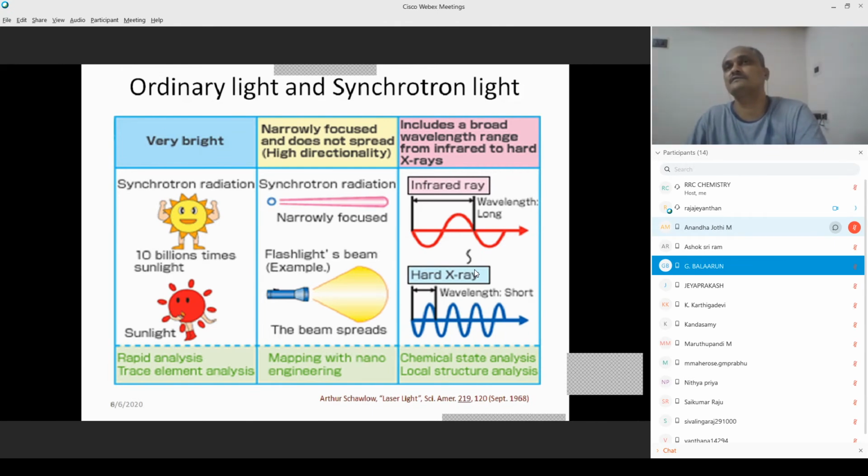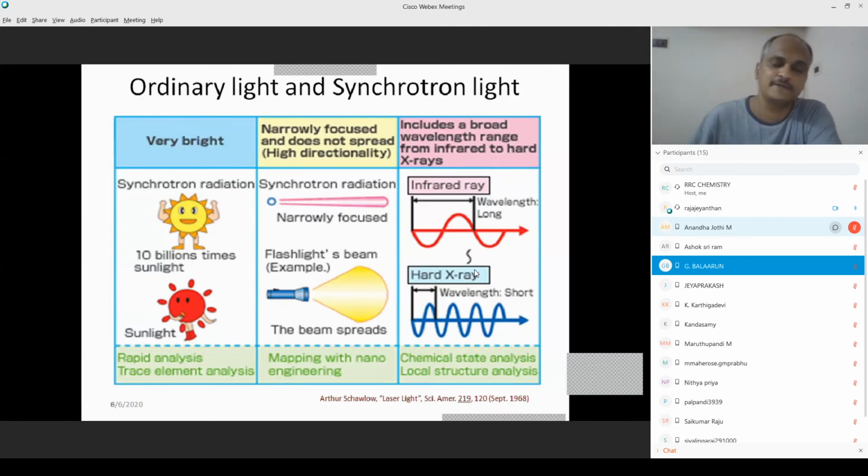If your sample has a very small quantity of elements, so negligible that they cannot be detected by other techniques, you can use synchrotron light because it is very sensitive, very coherent, and has a high flux, which will be able to detect the trace elements in the sample. And the second very important property is that synchrotron light is narrowly focused and does not spread. By using this, you can do nano engineering.